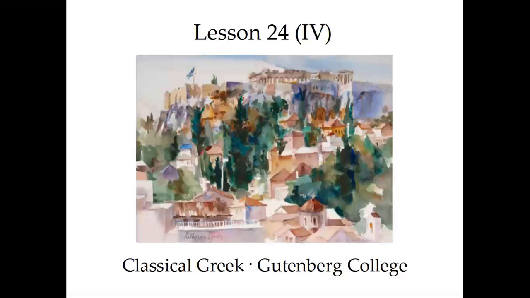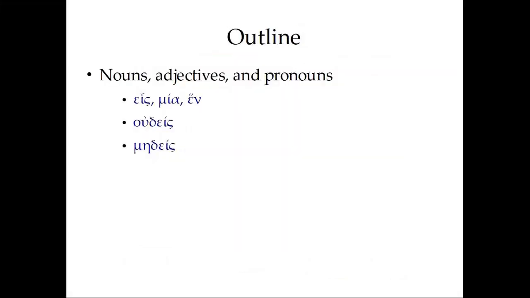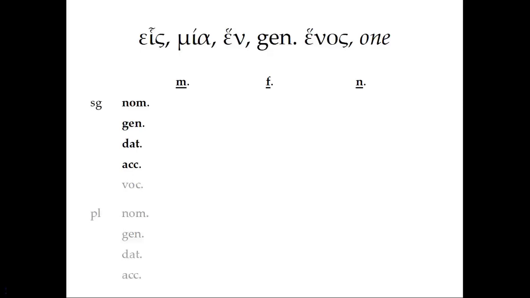Lesson 24, Section 4. This presentation will be talking about a few counting words, heis, mia, hen, which means one, and oudeis and mēdeis, both of which mean none, or no one, or nothing. We're going to start by looking just at the forms of this important word.